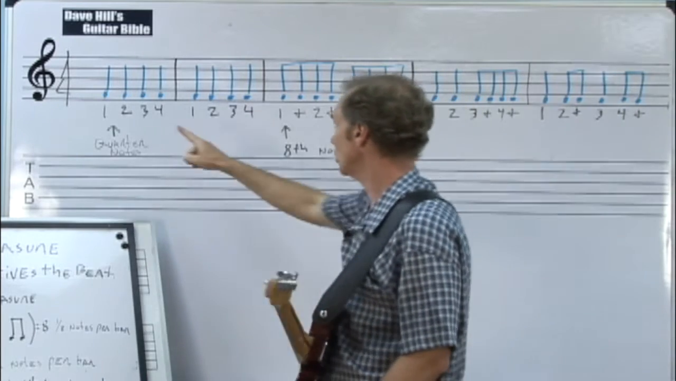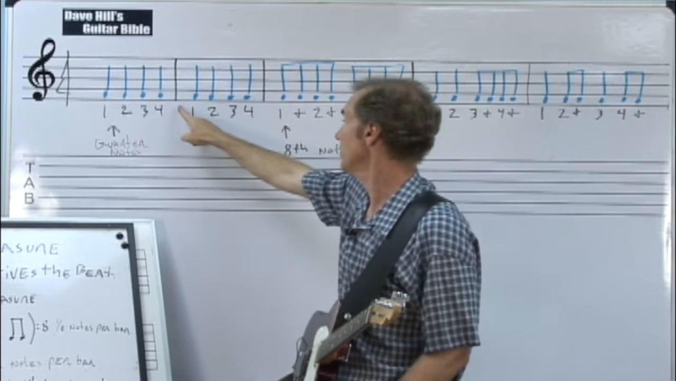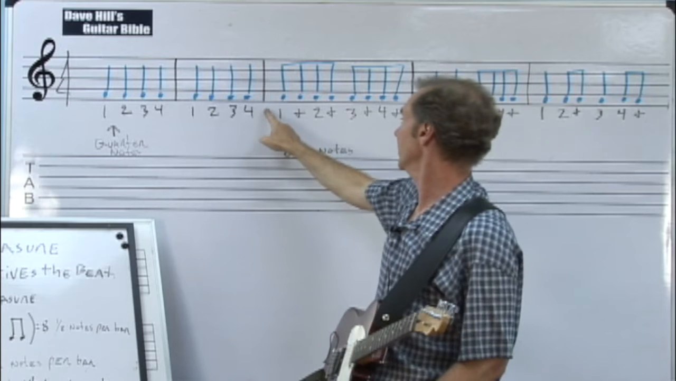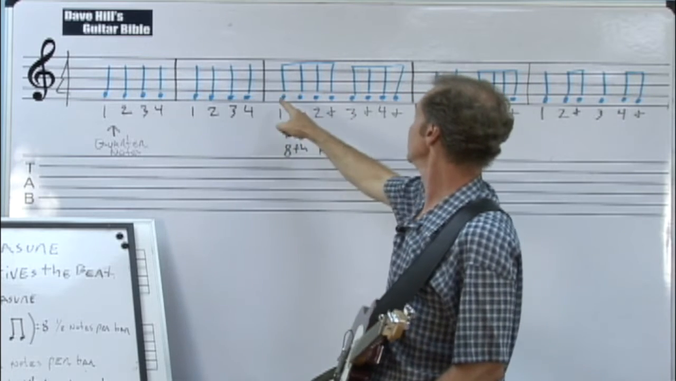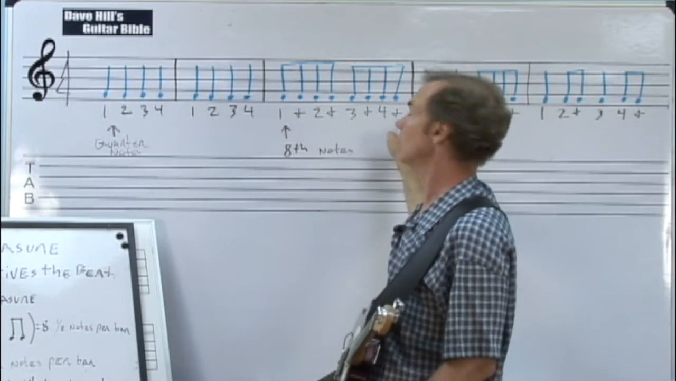Okay, so remember, quarter notes, there's going to be 4 of them per bar. I've got 2 measures of quarter notes. These are the measures right here. And then on the third measure right here, I've got a series of eighth notes. 8 eighth notes counted 1 and 2 and 3 and 4 and.